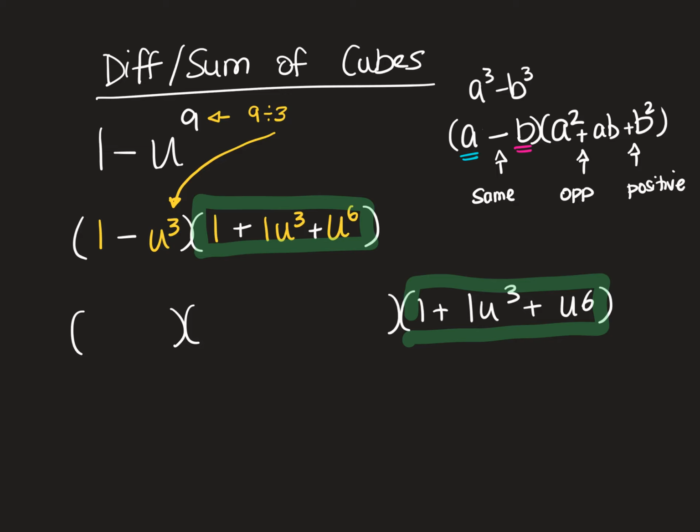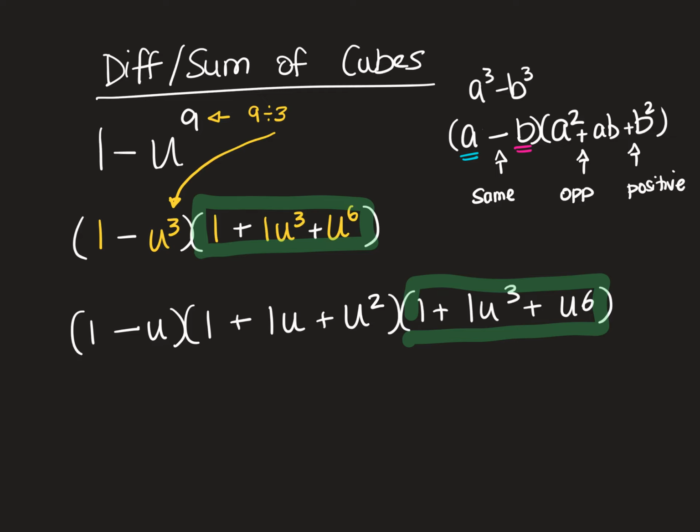I ask myself, what cubed gives me 1? That's going to be 1. What cubed gives me u cubed? Remember, divide 3 by 3 and you get just 1. Square that first term, so 1 squared is 1. Square the second term, so u squared is just u squared. Multiply the 2 together, that's just 1u. And then fill in your signs. Same, opposite, always positive. That is the final factored version of that.